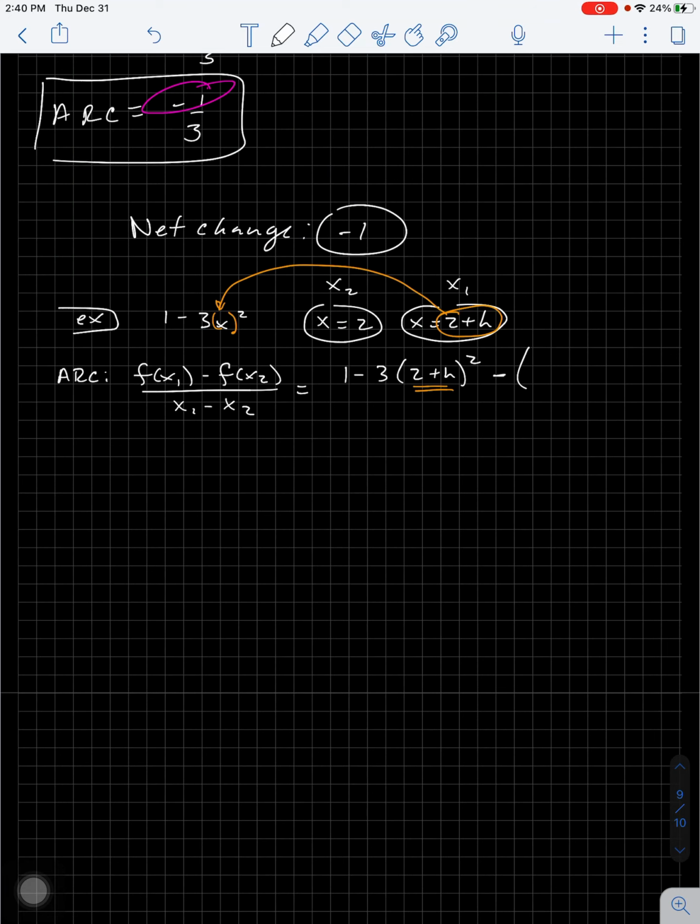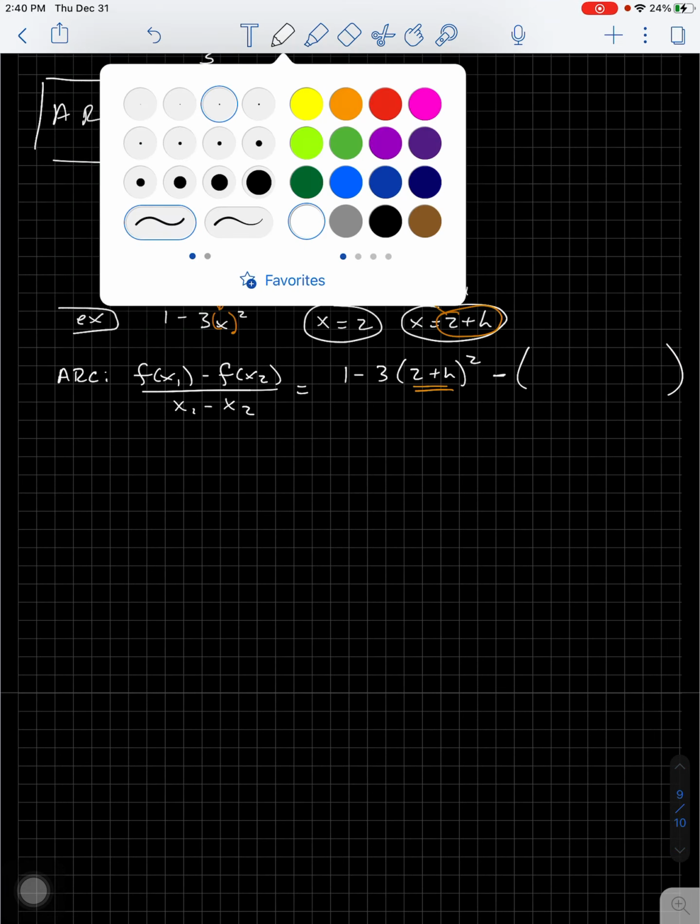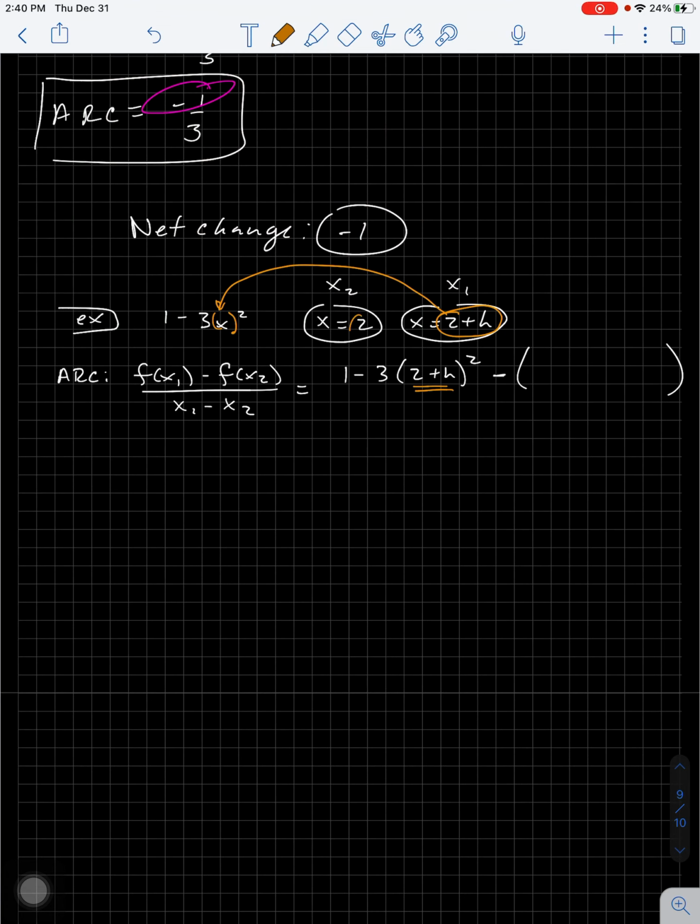Right? Then we're going to go minus big parentheses or brackets. And now what we're going to do is take this 2 and plug that into the x spot. So now I get 1 minus 3 times 2 squared. And that's all over x1, which is 2 plus h, minus x2, 2.